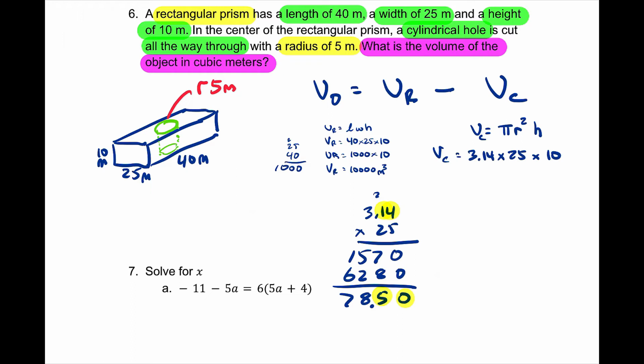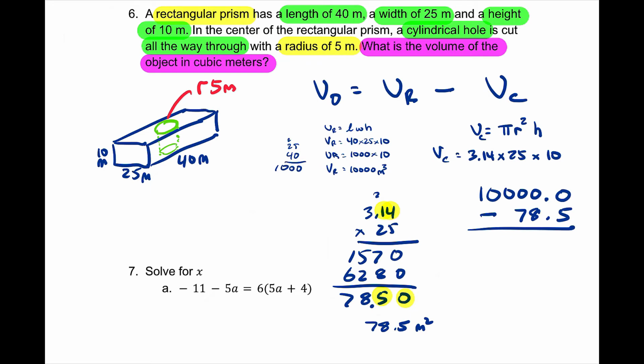So really what we have here is 78.5 square meters. Okay? So all I need to do now is subtract those. So I'm going to have 10,000, the decimals right there, and minus 78.5, and I'm going to subtract those two.